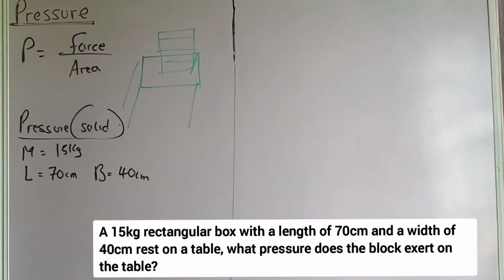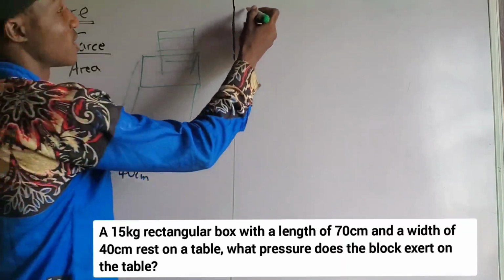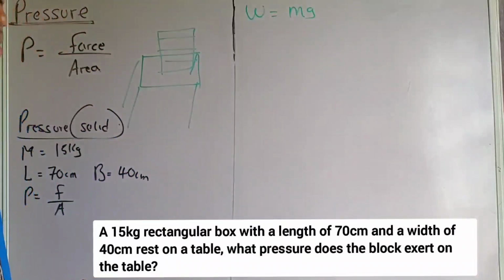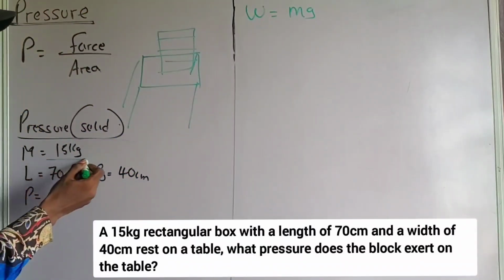Now please pay attention. Don't forget that pressure P equals force over area. Are you getting it? Now we are given the mass and the dimensions of the block. We need the force and we need the area, right? But we are given mass. To get the force, the force that the block exerts on the table is called weight force, right? And weight force is equal to mass times acceleration due to gravity. Now the mass that we are given is 15 kilograms.